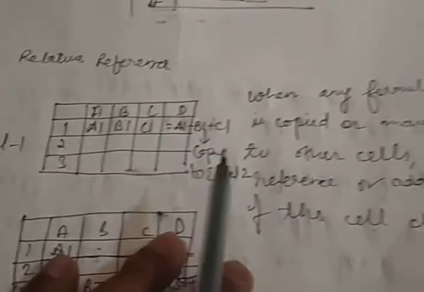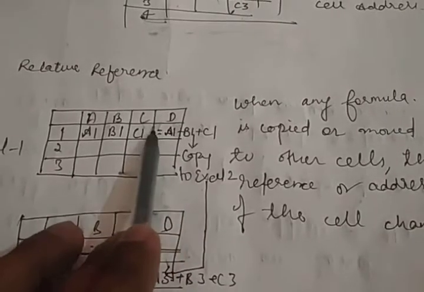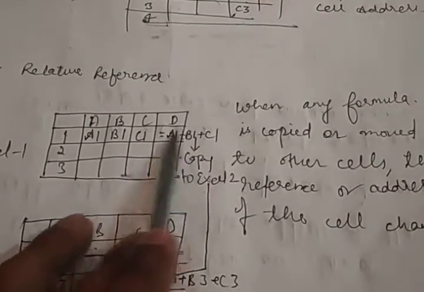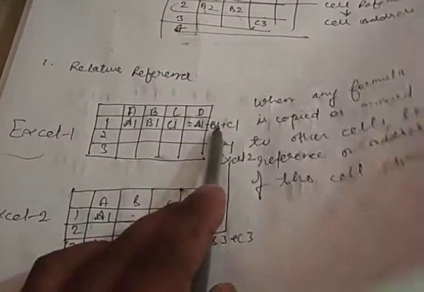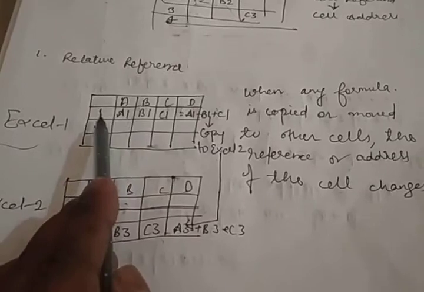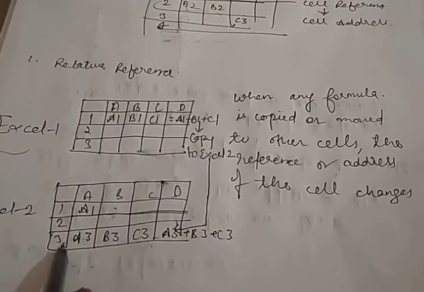Okay. Now after doing the calculation, we are going to copy this formula. We are going to copy this cell and paste it in the second Excel. This is Excel 1, this is Excel 2, and we are going to paste in this cell D3. So when we paste this same formula here, what we will get is A3 plus B3 plus C3, instead of A1 plus B1 plus C1, because the reference is going to change: there the row number is 1, here the row number is 3.